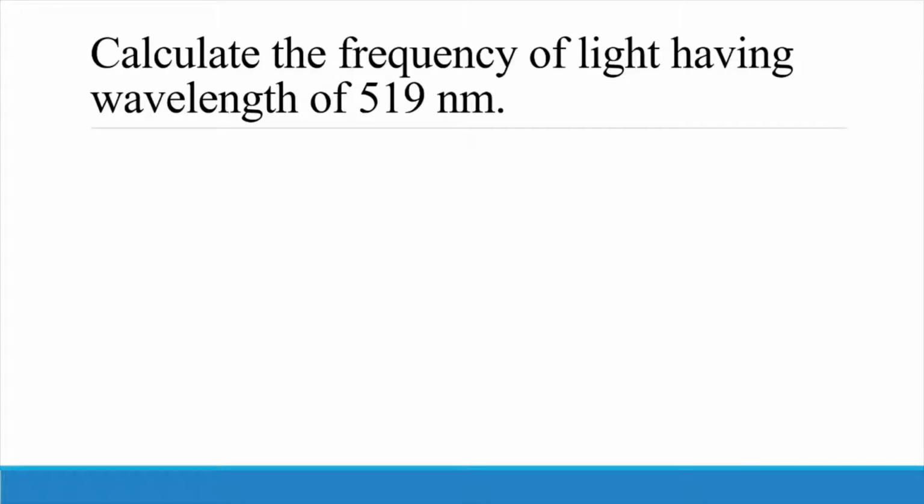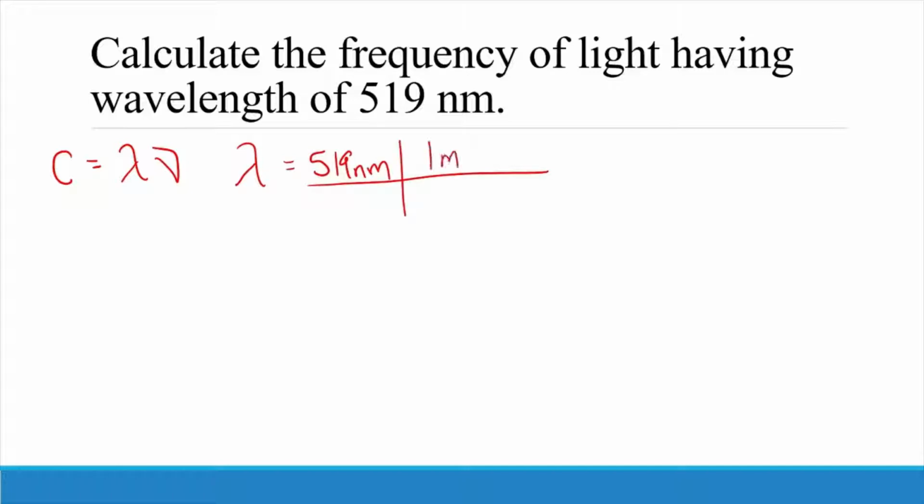The first question is to calculate the frequency of light having a wavelength of 519 nanometers. So when it comes to electromagnetic radiation or light, we know that the speed of light is equal to our wavelength times frequency. But our wavelength needs to be in meters, so we can convert that to meters to start. So we have 519 nanometers, and there's 1 meter for every 1 times 10 to the 9th nanometers. So this gives us 5.19 times 10 to the negative 7th meters.